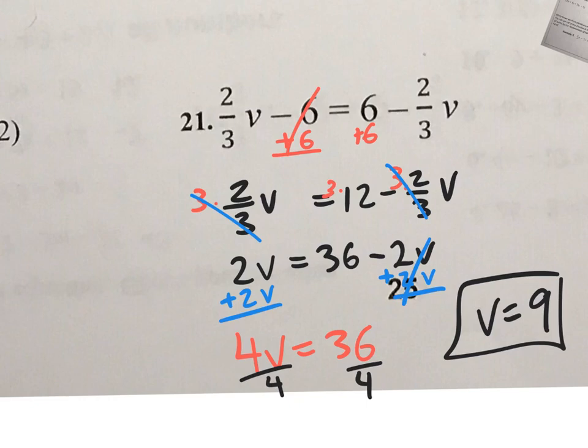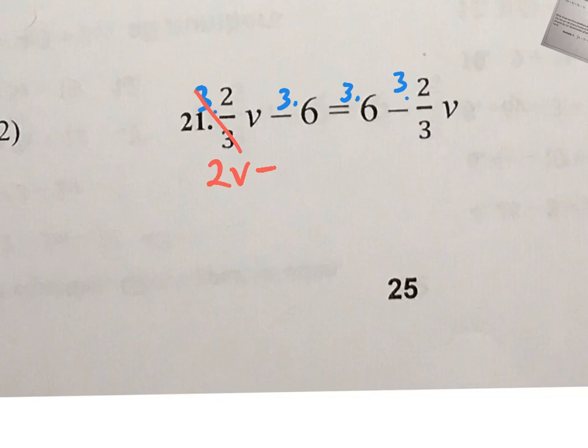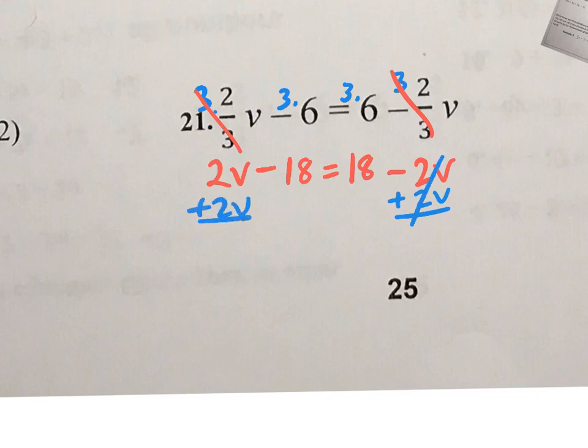Is that the only way to do it? Absolutely not. Let me show you a different way. You could have multiplied everything right from the start by 3, by 3, by 3, everything by 3. You would have ended up with 2v minus 18 equals 18 minus 2v. Let's move the v's to one side. Plus 2v, plus 2v. I'll have 2 plus 2, which is 4 v's, minus 18 equals 18.